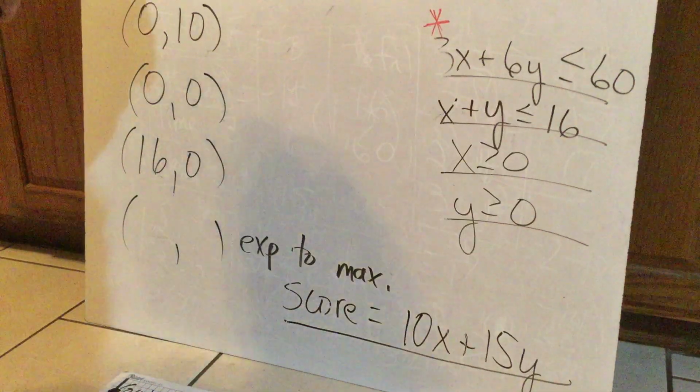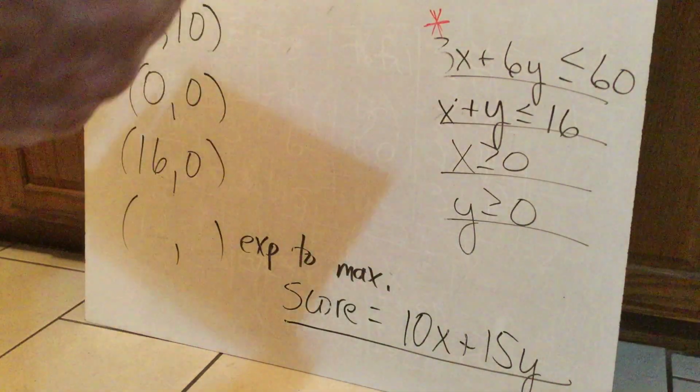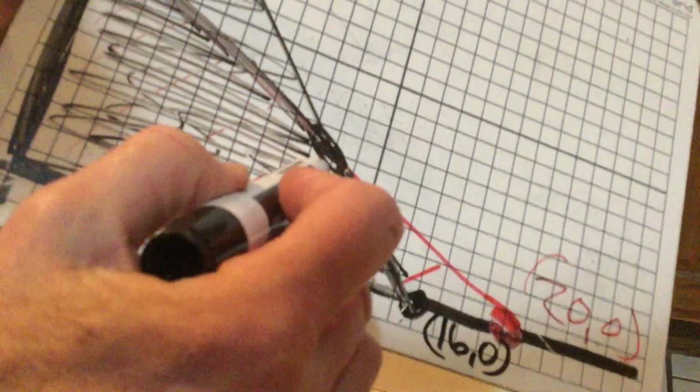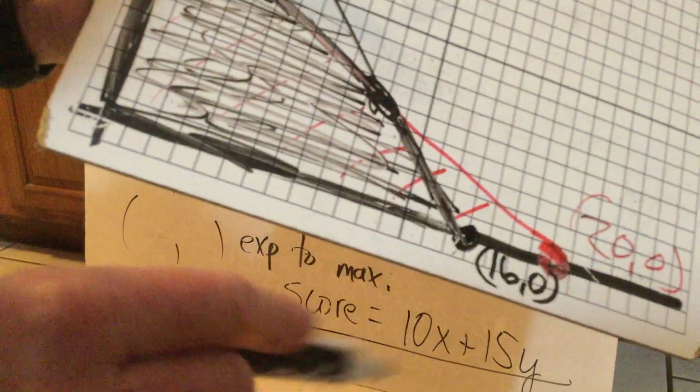Now, there is one other point. This guy right here, he didn't happen when I did the original graphing. He happened because that's where the black line and the red line cross each other.